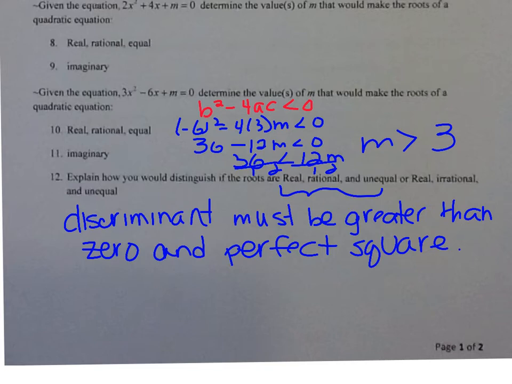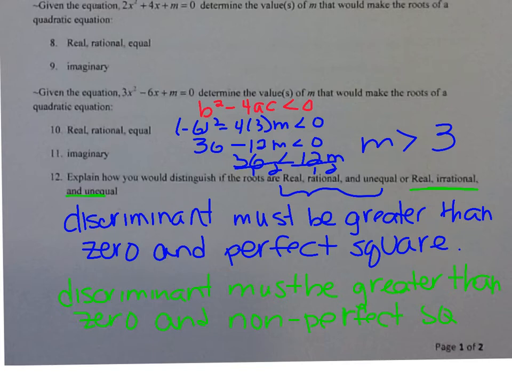All right, now in order for it to be irrational and unequal, the discriminant again has to be greater than 0 because it has to be positive. Because remember, if it's negative, it's imaginary. So it has to be greater than 0. That means it's positive. Now, in order for it to be irrational, it can't be a perfect square. So it has to be a non-perfect square, meaning like 7, 10, 13, something like that.